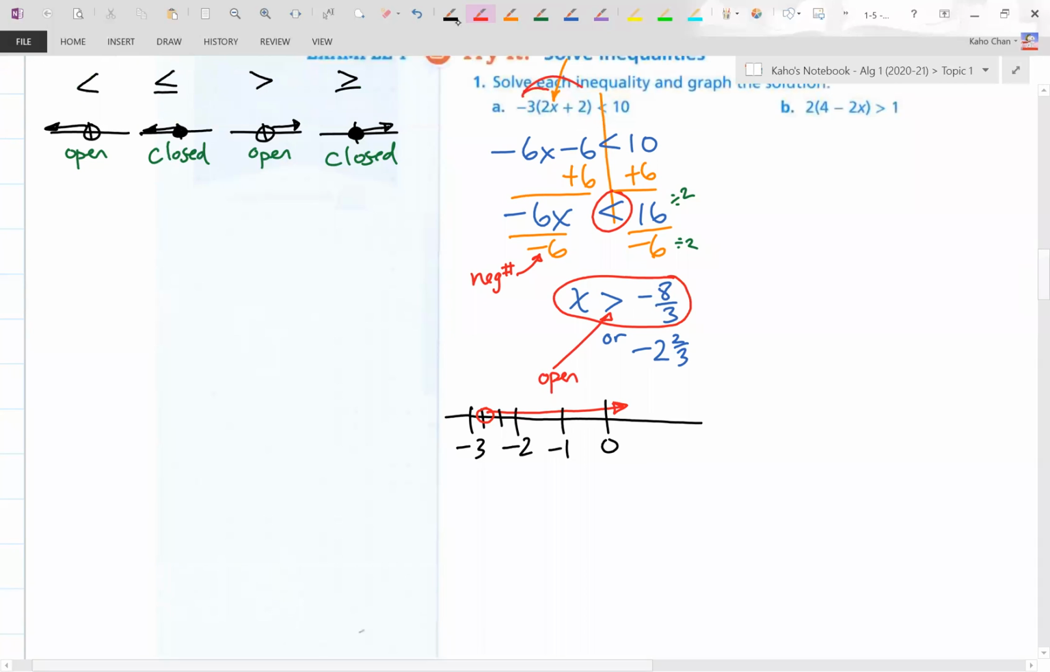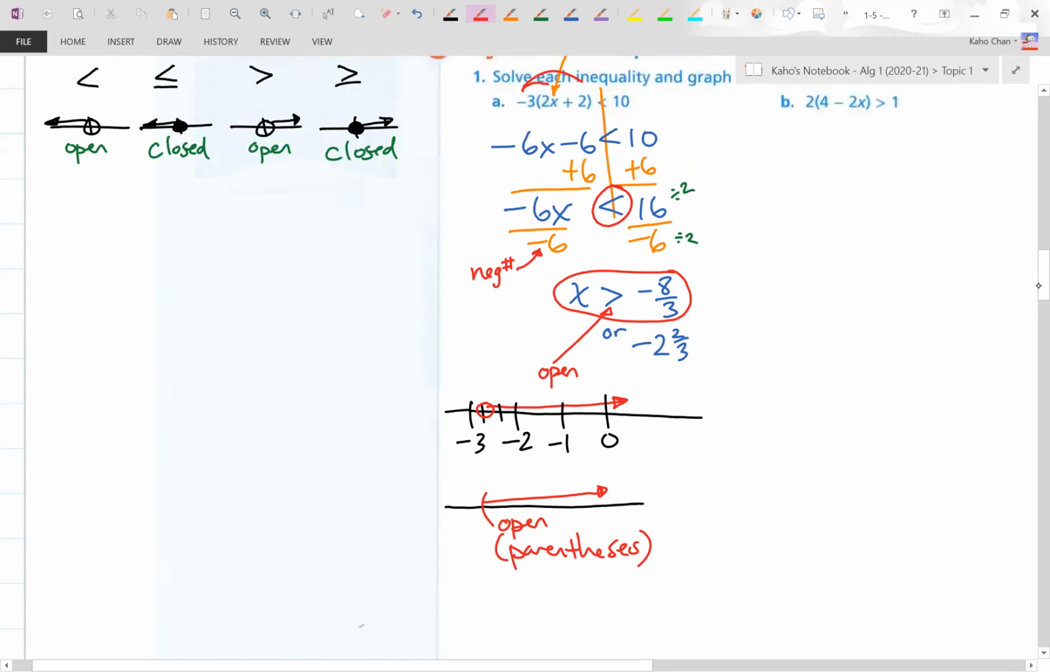Sometimes you might see the graph with parentheses or brackets. I just want to show you that too. The parenthesis means open. Something that I'm going to throw in so you guys get kind of used to it. Whether it's an open circle or parentheses, they mean the same thing.